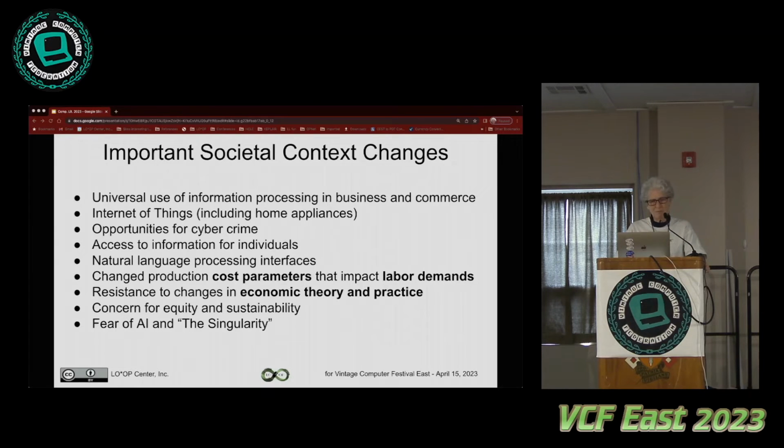Of course, the social context is that computers are ubiquitous, and we are constantly being encouraged to use them in all kinds of business and commerce, as well as all kinds of home applications. So we have the Internet of Things, and now put a computer in your doorbell. What we're doing is creating huge opportunities for cybercrime, and we're just beginning to deal with that. So to be computer literate in the future, you're going to have to know how to deal with that.